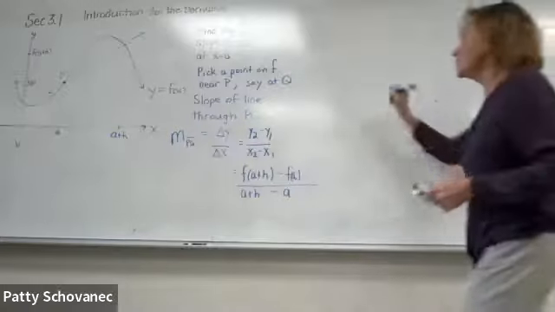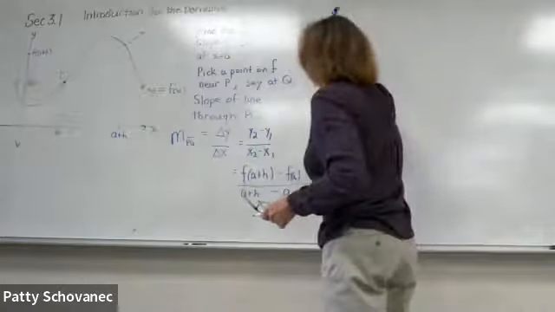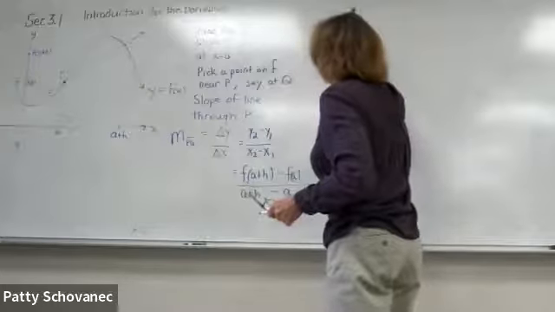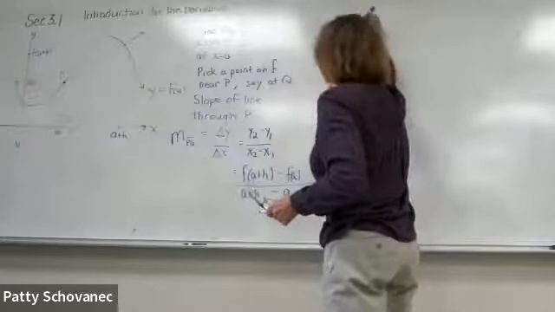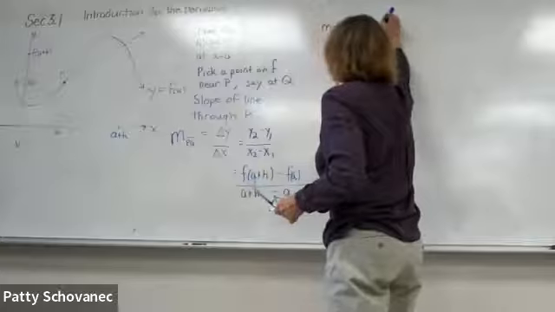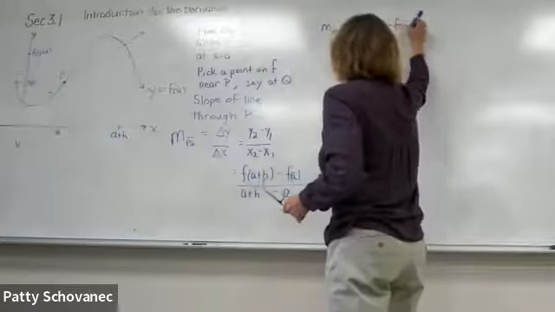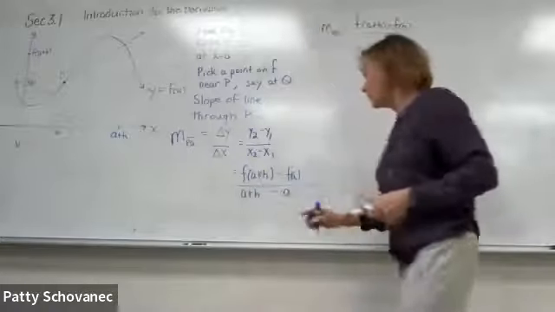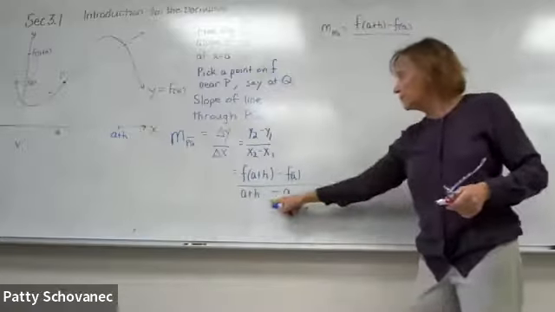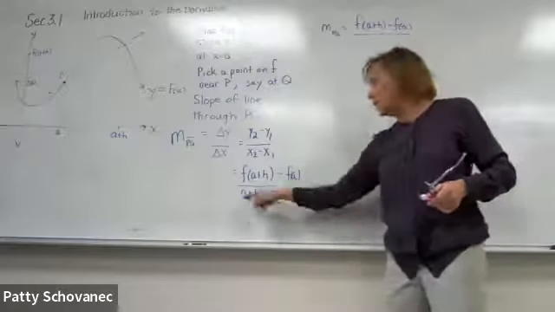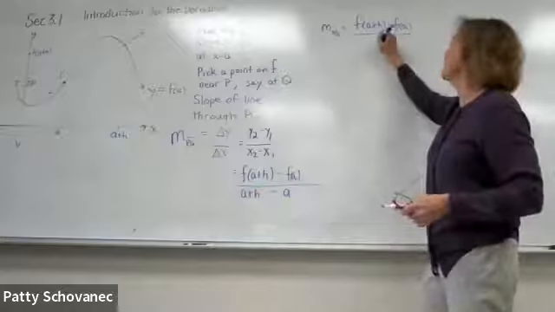There's not much I can do with the numerator. So let's just leave that as it is, f of a plus h minus f at a, all divided by, well, these are 3 different numbers, but the a's are the same, so a minus a is going to leave me with the h.